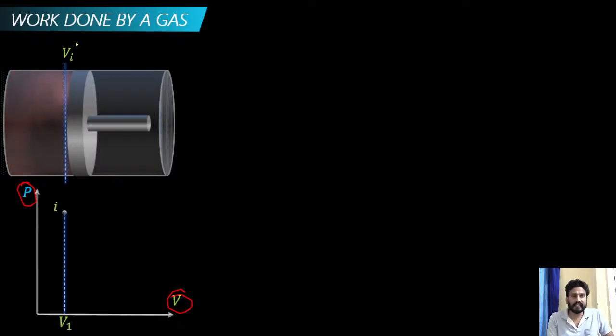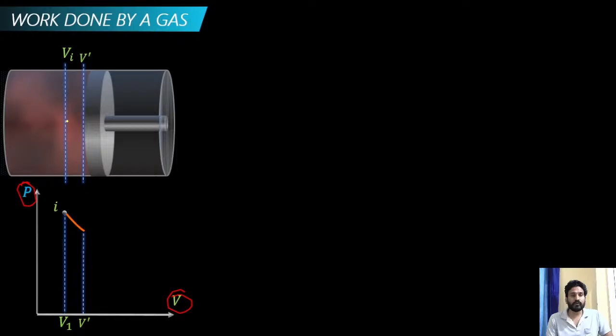So let's suppose this is my initial volume of the gas. I hope that you are aware about it. So my initial volume is V1. Now, as I know that the gas is basically pushing this piston outside, let's suppose by the force P into A, my piston is at this side. Now the new volume of the gas is V dash. Is it clear to you?